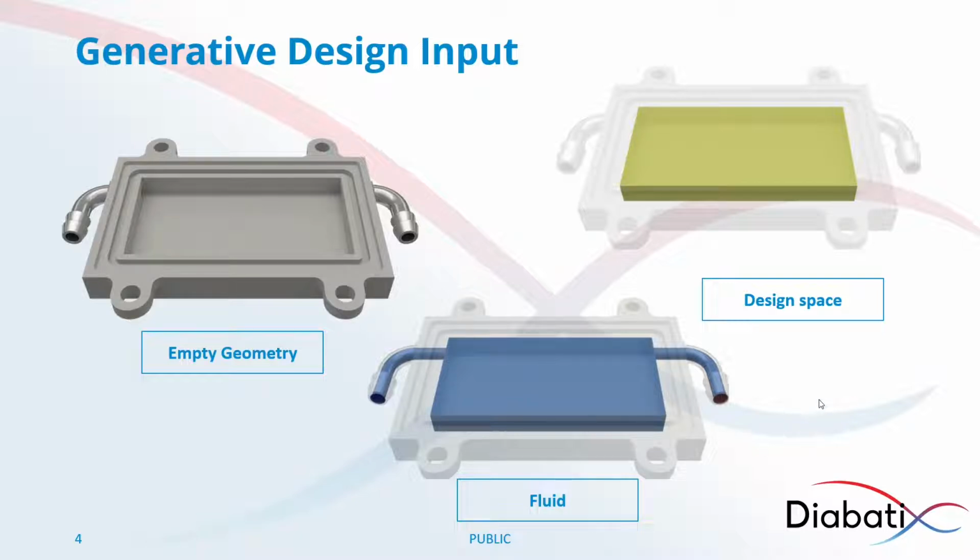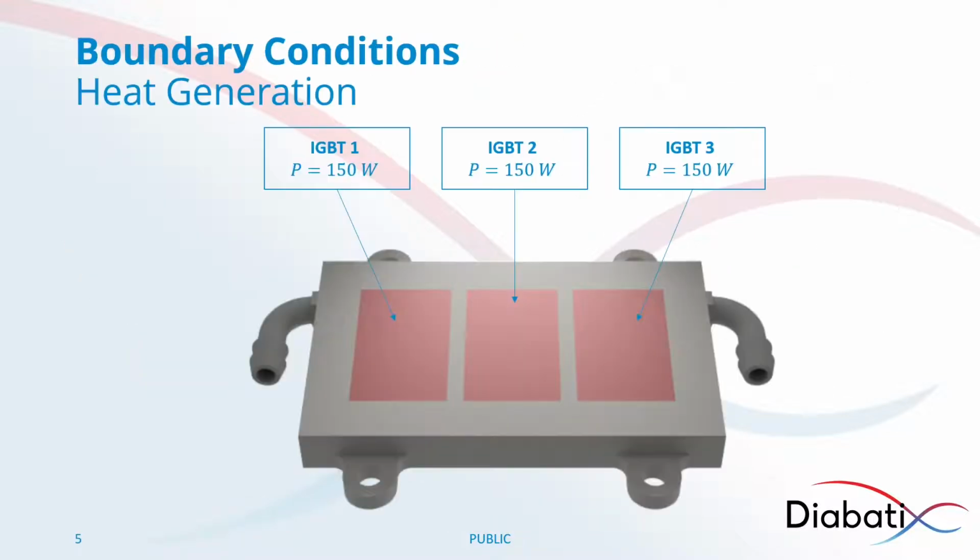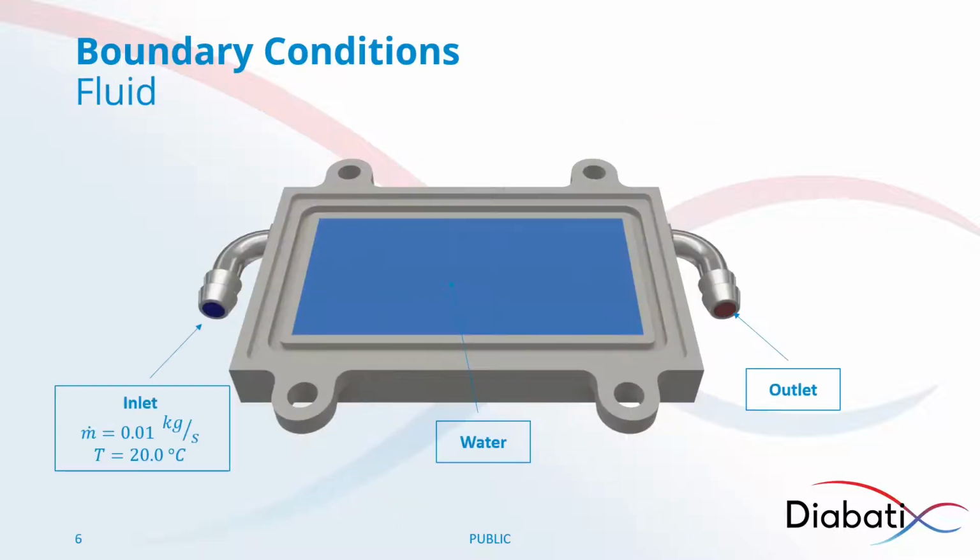Now that it's clear how the case looks from a geometrical point of view, we can also have a look at the boundary conditions. As the topic of this webinar says, this is about IGBT cooling, and this heatsink is made to cool 3 IGBTs. Each of the IGBTs has a heat generation of 150 watts, and they are cooled just by regular water. We apply a mass flow rate at the inlet of 0.01 kilogram per second, and the fluid has a temperature of 20 degrees at the inlet.